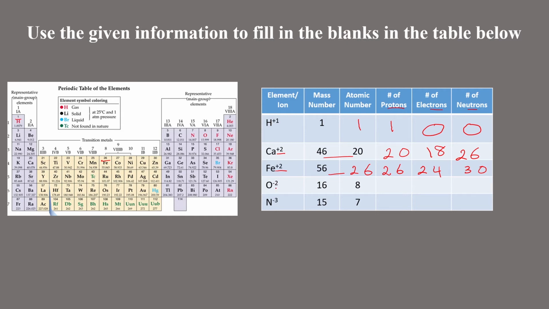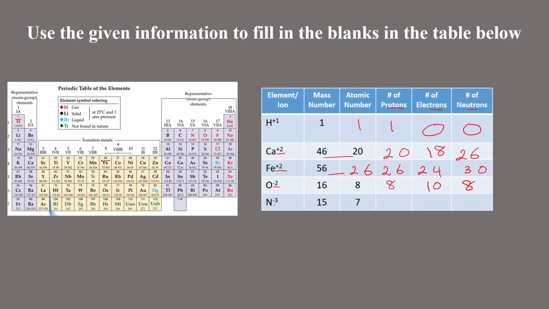For oxygen, oxygen is an anion with 2 more electrons. -2 means 2 more electrons. So atomic number is 8, means number of protons is 8. 2 more electrons than protons means you have 10 electrons. For number of neutrons, you're going to find the difference between these two. So number of neutrons is 8.